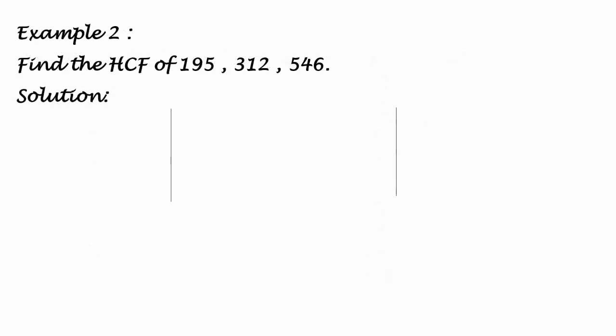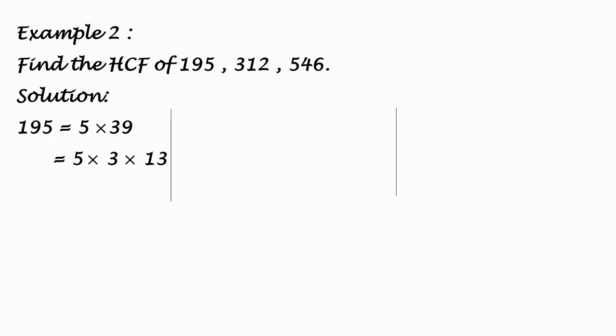Now students, we have the second example. The question is, find the HCF of 195, 312 and 546. So students, in this sum we will be writing the prime factors in the product form. So we have the prime factors of 195 as 5 multiplied by 39 and we further factorize 39 as 3 and 13. So we got the product form of the prime factors for 195 as 5 multiplied by 3 multiplied by 13.